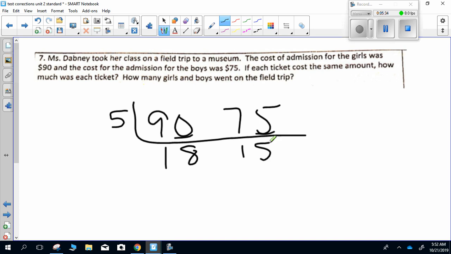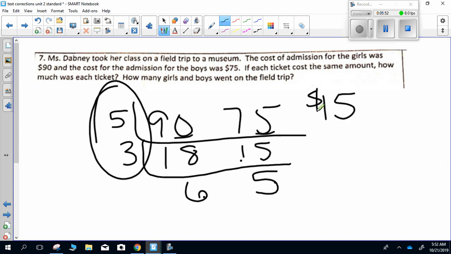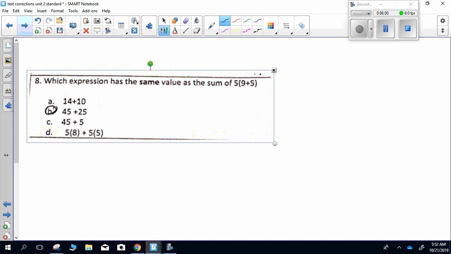Then 18 adds up to 9 and 15 adds up to 6, which means that I can divide 3 into both of these. 3 goes into 18 6 times. 3 goes into 15 5 times. 6 and 5 have no common factors. So my answer is $15 a ticket. And then this is the girls, this is the boys. So they can take 6 girls and 5 boys.